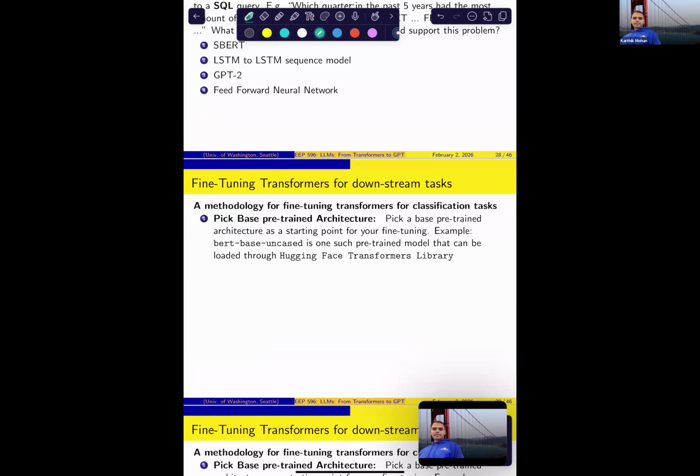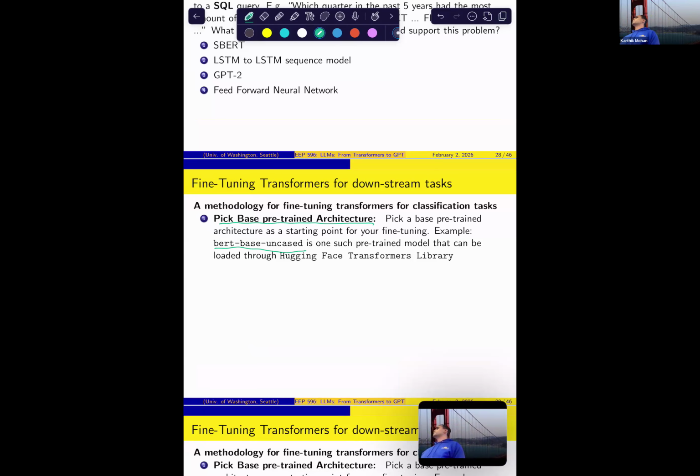I think this is something we'll just cover a bit: fine-tuning transformers for downstream tasks. This also is just something that you already looked at in assignment 2. The methodology is that you pick a base pre-trained transformer, like for example, BERT base uncased.